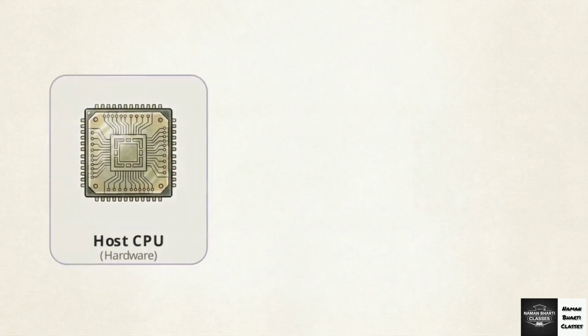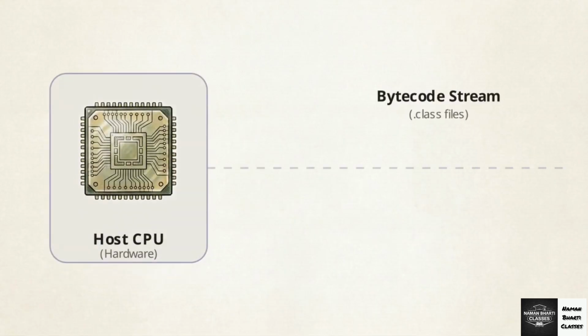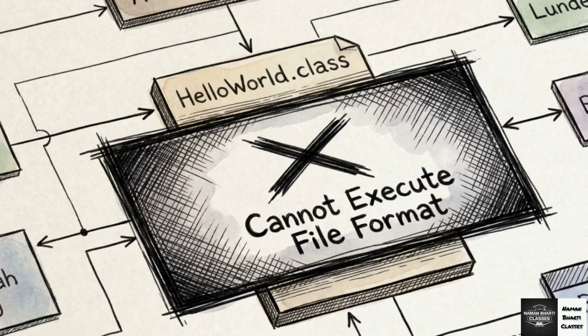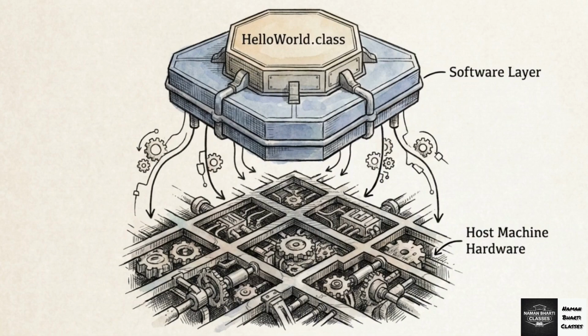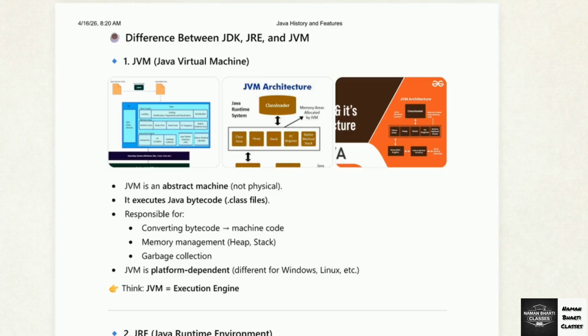Because it lacks those OS-specific instructions, the host computer's CPU cannot read or execute bytecode directly. That makes the compiled file entirely useless without a dedicated software layer sitting on the host machine ready to interpret it. This diagram maps out that software layer, the JVM. This is step 2 of the pipeline. The bytecode enters through the class loader and moves into the execution engine.